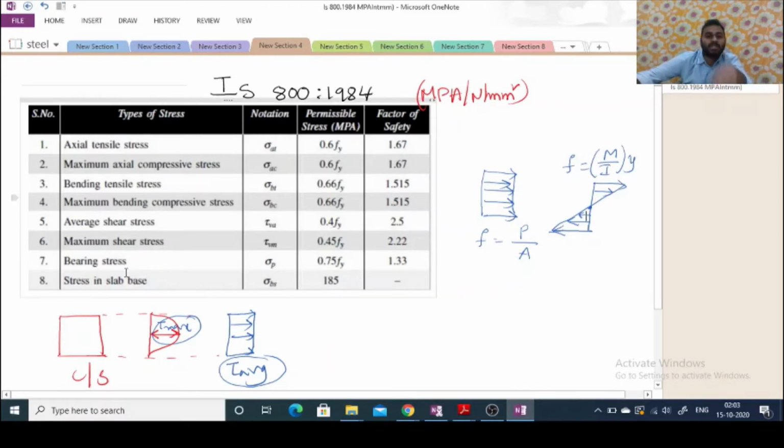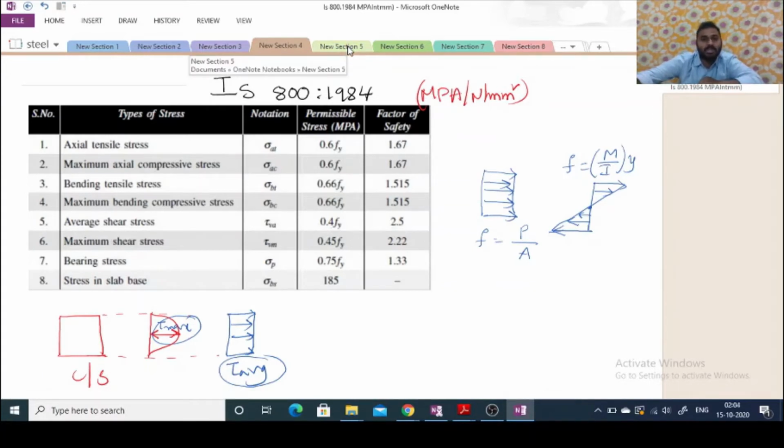And next, bearing stress we represent with sigma p. It is nothing but 0.75 Fy, and the factor of safety is 1.33. And stress in slab base, of course, we'll discuss in coming sessions what a slab base is and how to design it. The permissible stress here we represent with sigma bs, and the value is directly mentioned, that is 185 megapascal or Newton per mm square. This is about the permissible stresses we are going to use in the working stress method.